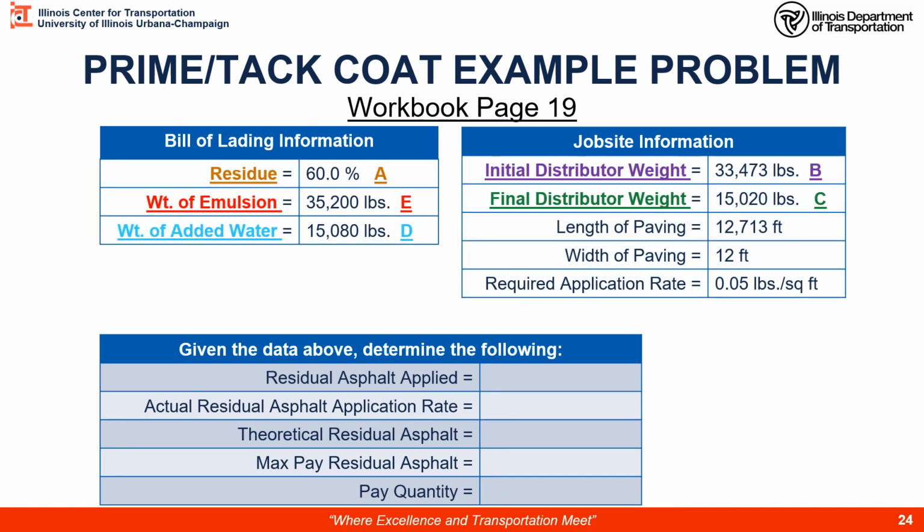So that you can follow along a little bit, let's highlight some of the areas that we're dealing with. The residue rate of 60% is needed. We need to know how much emulsion we started out with and then how much water was added. That, along with the information of what was applied to the roadway, which is the initial distributor weight and the final weight. From that, we can calculate the residual asphalt applied to the roadway. So let's do that calculation first.